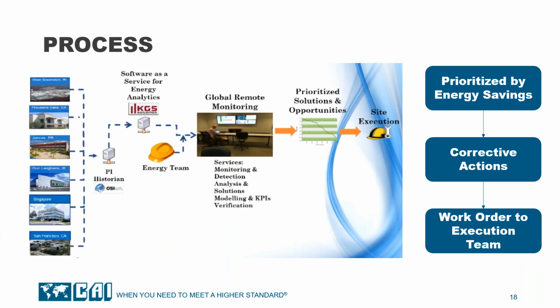So the process that was used by the project. They took data in from 6 different sites around the world, and it went in through their PI historian. As it passed through their PI historian, it goes through the KGS smart building software, and then that with an energy team comes up with a set of prioritized solutions and goes right into site executions.